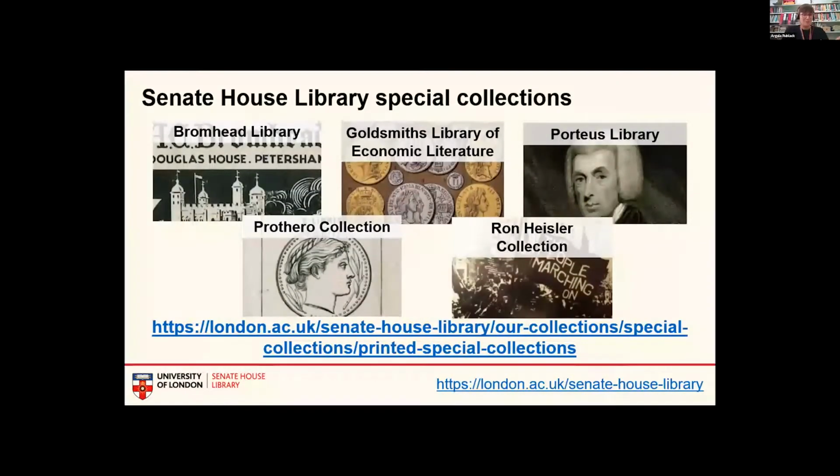So we have a lot of things to explore digitally, but our print collections are also worth exploring a little bit further. As part of Senate House Library's printed special collections, we have 5 collections with material on British Imperial history, which I'd just like to draw your attention to. There is the Bromhead Library, which is mainly focused on the history of London, but it also includes printed books about the early colonization of Australia. Then there is the Goldsmith Library of Economic Literature, which has around 70,000 printed items, which cover British and European economics from the 16th to the 20th centuries.